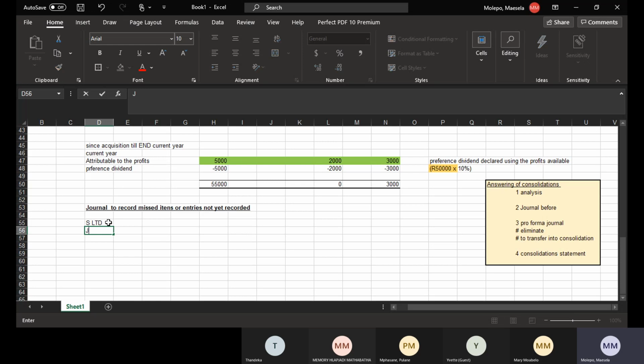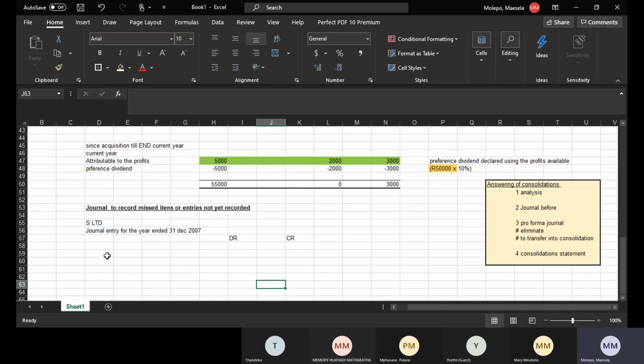Then it's journal for the year ended 31 December 2007. So it's also usual, we've got debit, got credit.